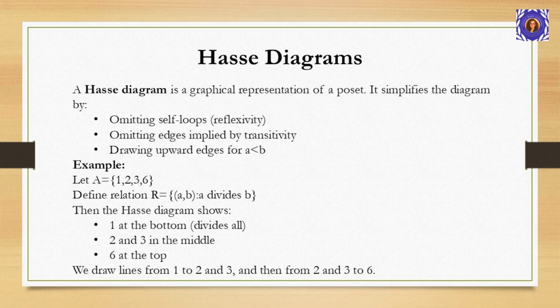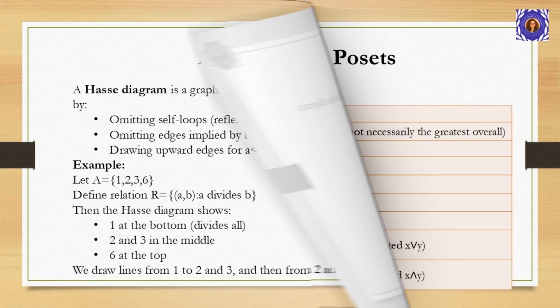For our divisibility example with the set containing 1, 2, 3, 6: 1 is at the bottom, divides everything. 2 and 3 are in the middle level, divide 6 but not each other. 6 is at the top, divisible by everything. We draw lines from 1 up to 2 and 3, then from both 2 and 3 up to 6. This immediately shows the structure without cluttering the diagram with obvious relationships.